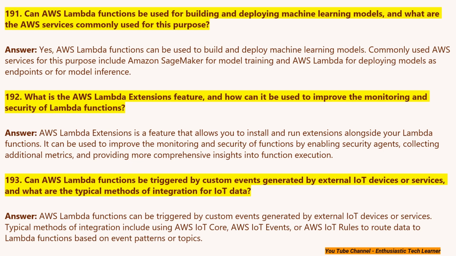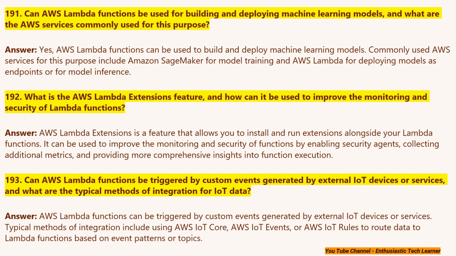What is the AWS Lambda Extensions feature, and how can it be used to improve the monitoring and security of Lambda functions? AWS Lambda Extensions is a feature that allows you to install and run extensions alongside your Lambda functions. It can be used to improve the monitoring and security of functions by enabling security agents, collecting additional metrics, and providing more comprehensive insights into function execution.